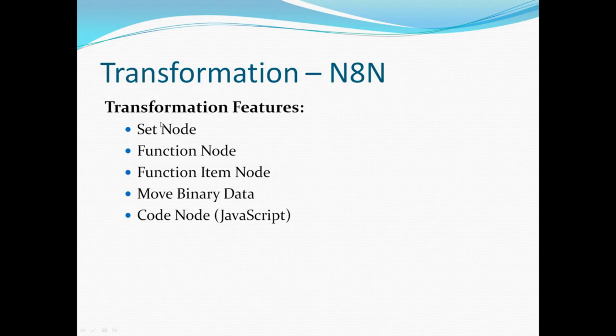Then n8n. Here these are the different components used for transformation: Set node, Function Item node, then Code node, where we can write JavaScript code to transform the source and target format. It also supports XSLT transformation for XML to XML transformation.